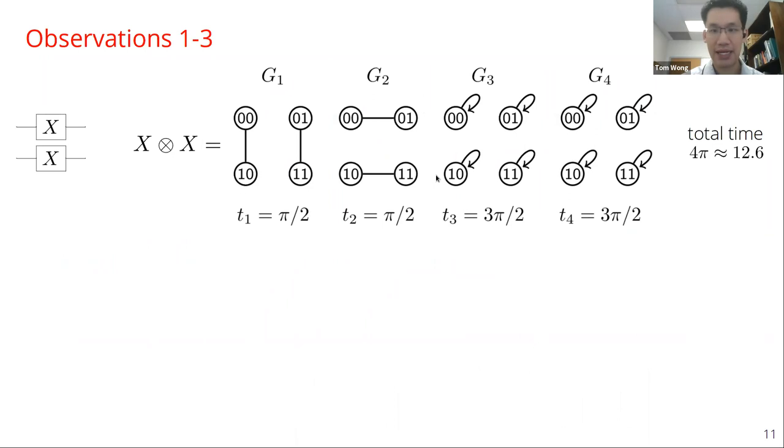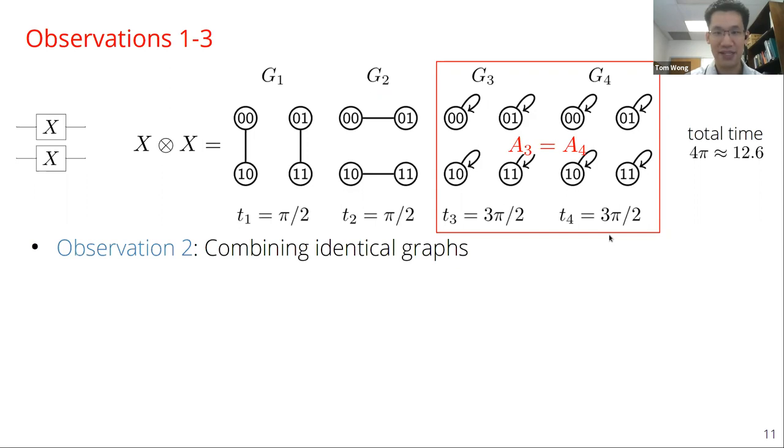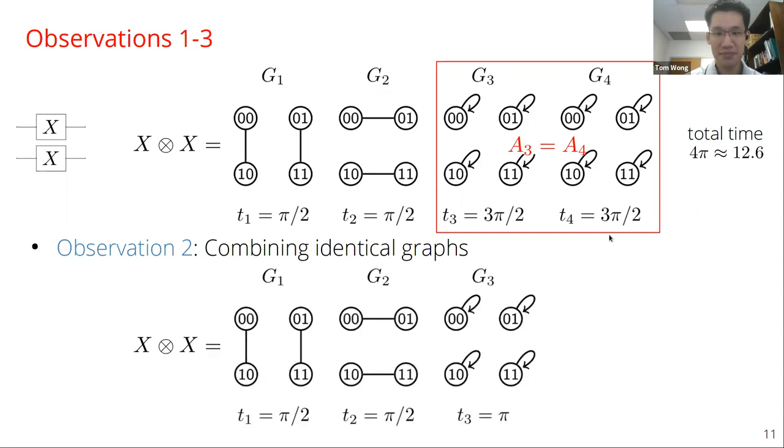Now I want to highlight these two graphs. You notice these two graphs are identical. They're the same graph, right? There's a self-loop on all four vertices here. There's a self-loop on all four vertices here. And what we can do then is we can combine these two graphs into a single graph.